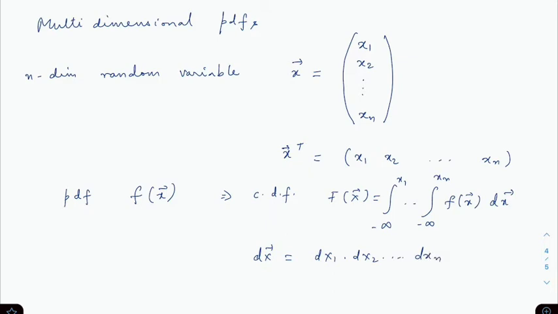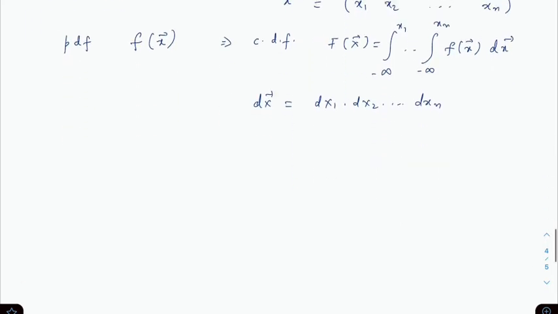And the PDF and the CDF are again related by means of derivatives or antiderivatives. So we can write the probability density function as the nth derivative, where a derivative is taken with respect to each of the components of the vector. And this derivative acts on the cumulative density function.